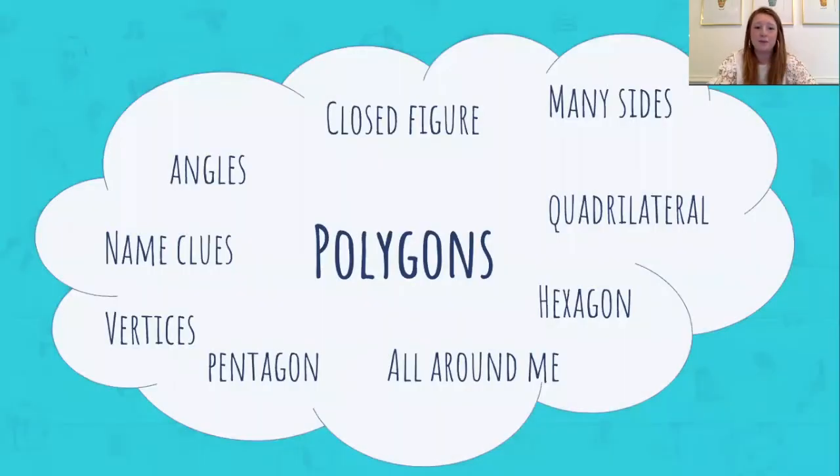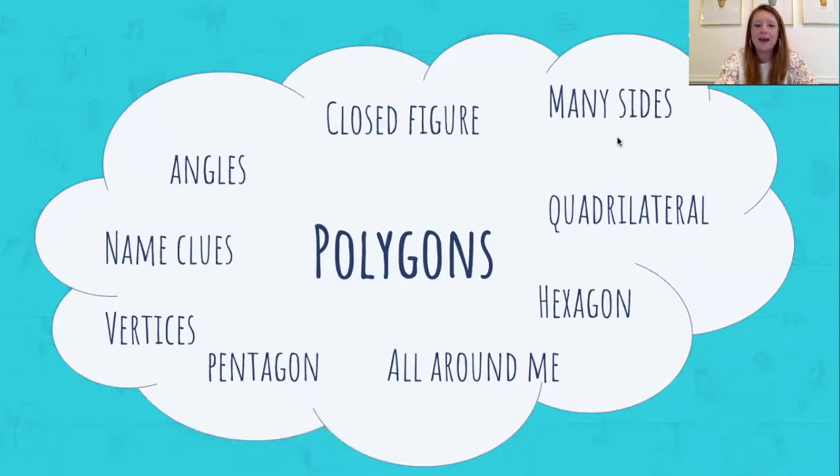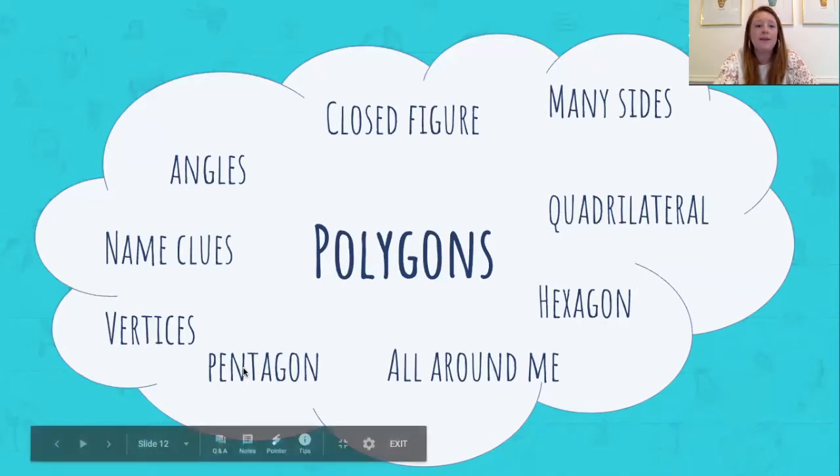So here's my example. For mine, I thought about doing polygons. I've written a ton of words that came to mind when I was thinking about polygons. I included closed figure because that was something that Miss Yeager taught me. I know that polygons have many sides. The word poly means many, so I thought about that. I listed some polygons that I knew, like quadrilateral, hexagon, a pentagon.